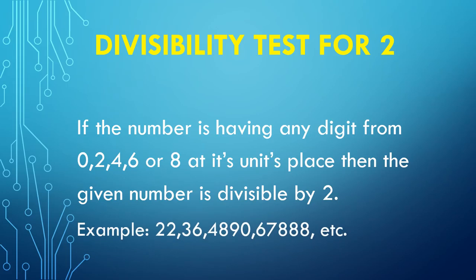For example, if we see the number 22, 22 has 2 at its units place, so it is divisible by 2. If you see 36, 36 has 6 at its units place, so the entire number is divisible by 2. Again, if we see 67,888, 8 is at the units place, so the entire number is divisible by 2.